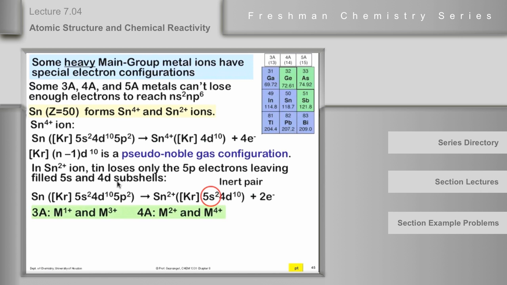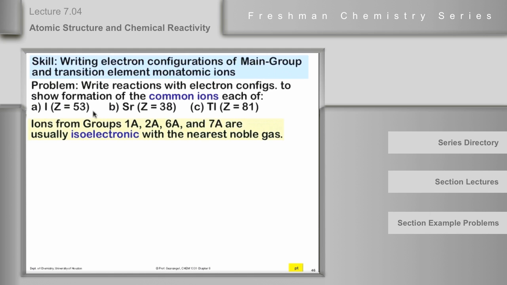All right, good. So we have a problem here. Write reactions with electron configurations to show the formation of the common ions of these 3: iodine, strontium, and thallium. Now, iodine we've done so many times, that should be pretty easy.